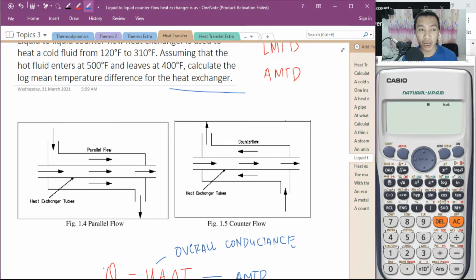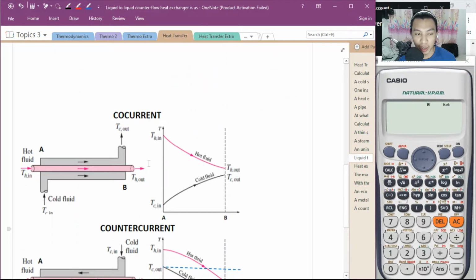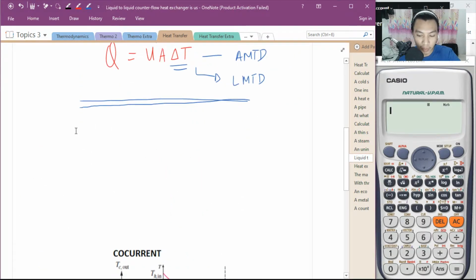Now, we have two types of heat exchanger. Number one, a parallel flow, where the cooling medium flows in the same direction as the hot fluid. For counterflow, your hot fluid flowing through the heat exchanger tubes is in contact with a cooling fluid flowing in the opposite direction. What is a good diagram to show this? Okay, let's go with this.